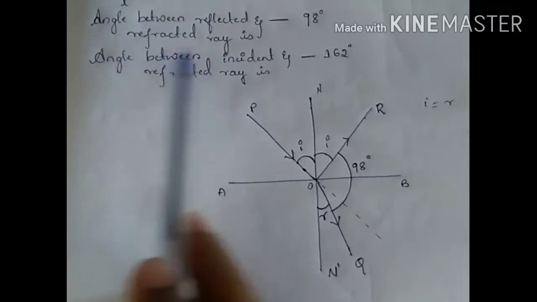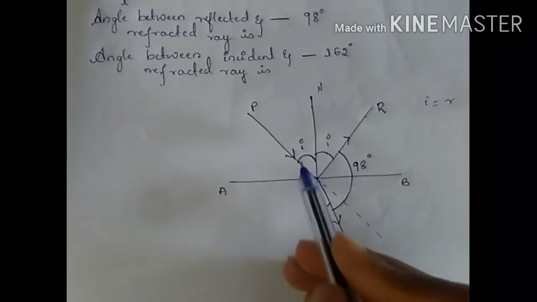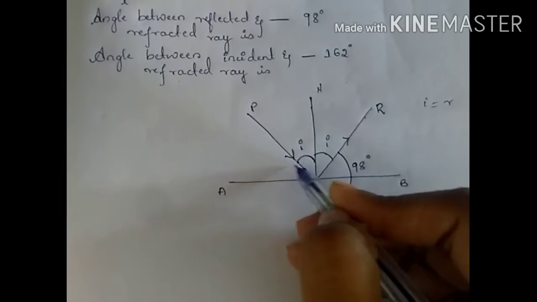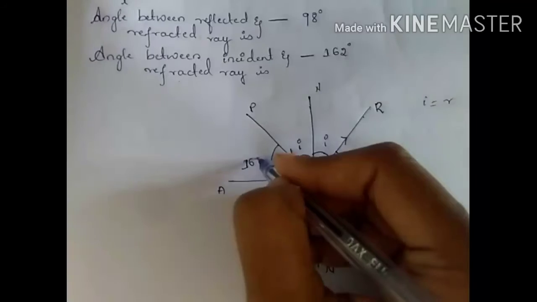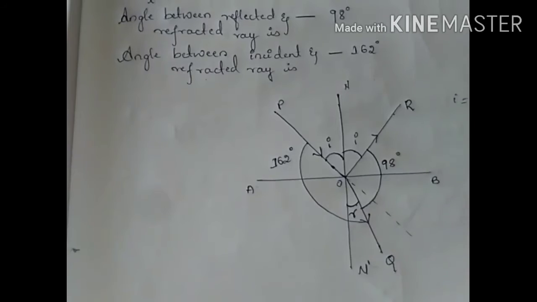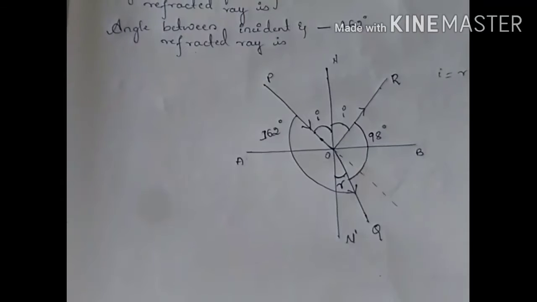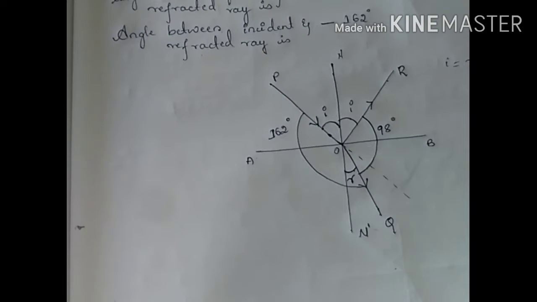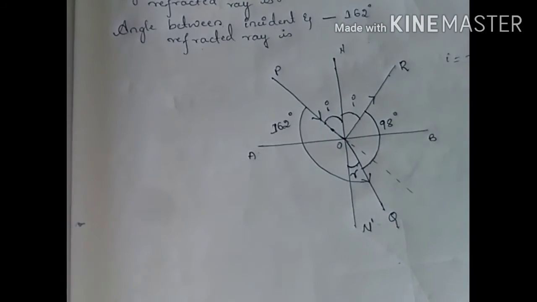The second says the angle between the incident and refracted ray is 162 degrees. So now we have half of our problem solved because we have the ray diagram. From this diagram you can find the angle of incidence and angle of refraction, and from that you can apply Snell's law and find the refractive index of the liquid, NL.